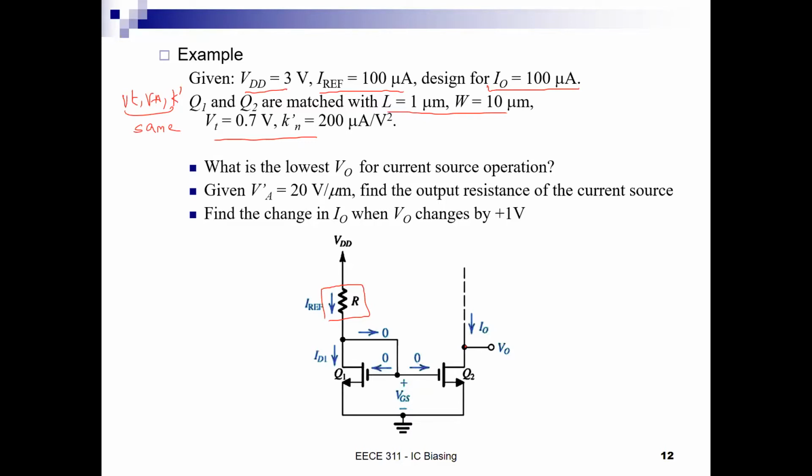What is the lowest VO for current source operation? Given VA prime equal to 20 volts per micrometer, find the output resistance of the current source. And then they ask me to find the change in the current when VO changes by 1 volt. So let me share the screen in a second from the iPad, and we will work it out accordingly.